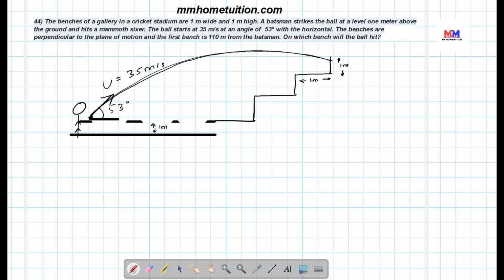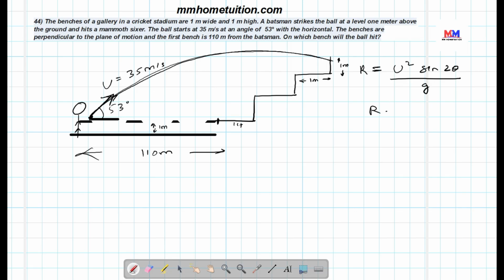The benches are perpendicular to the plane of the motion, and the first bench is at a distance of 110 meter from the stadium. So that is the position of the first bench. So what will be the range in this case? Range equals u square sine 2 theta divided by g. So first calculate the range. When it is projected at this speed, what will be the range?